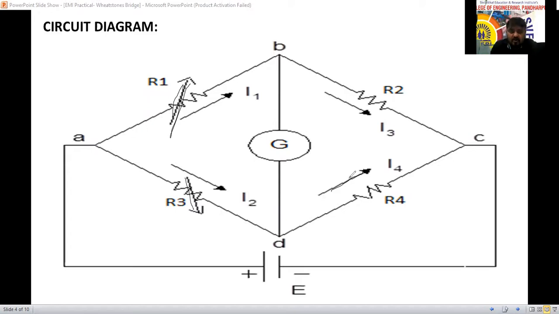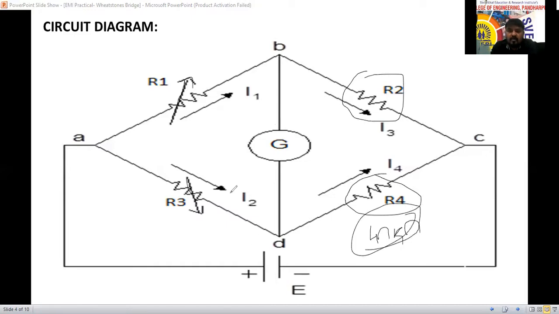See here, which one is variable and which one is non-variable? This is the standard resistance we are using. R2 is the standard resistance. R1 is variable, we can vary that resistance while doing the practical. We can set it to any value to bring the bridge to balance condition. R3 we can also vary. And R4 I can consider as the unknown resistance.